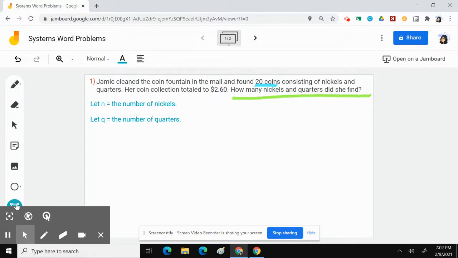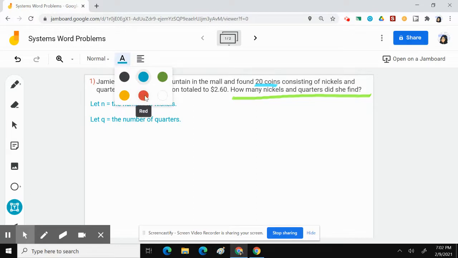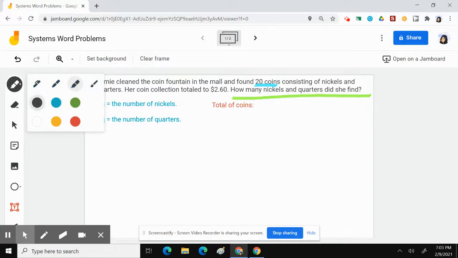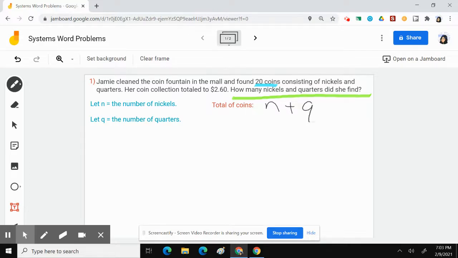Okay. So the first equation we're going to make is going to be dealing with the total of coins. I don't know how many nickels I have, but I know that I have n nickels. And I don't know how many quarters I have, but I know that I have q quarters. And I know when I total up my number of nickels and my number of quarters, I have to get 20 coins.